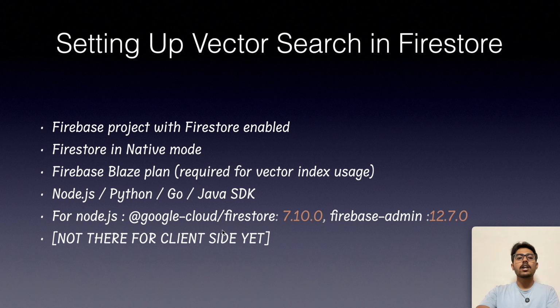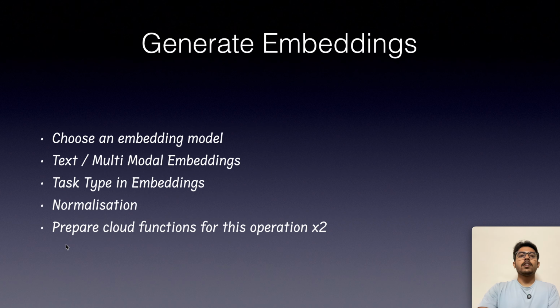And just to note that this particular vector search capability has not been implemented in the client side yet, meaning that if you are using Firestore directly from your client side frameworks like React or Vite, then you probably need to have an API endpoint to get the vector search up and running, because it is not directly supported in client side libraries. Okay. Next, we go to the generate embeddings section.